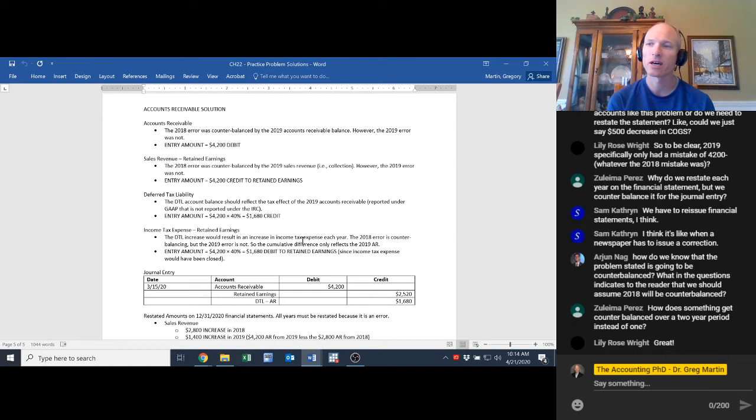And then Zuli asks, how does something get counterbalanced over a 2-year period instead of one? I'm not sure what that means. I think what you mean is, is there anything that would be wrong for 2 years and then get corrected in a third year? I mean, it could happen. Most errors get counterbalanced within a year, though. Inventory counts tend to correct themselves because you do that every year. I'm trying to think if there'd be an example where you'd have an error for 2 years and then correct it in the third. Not off the top of my head.